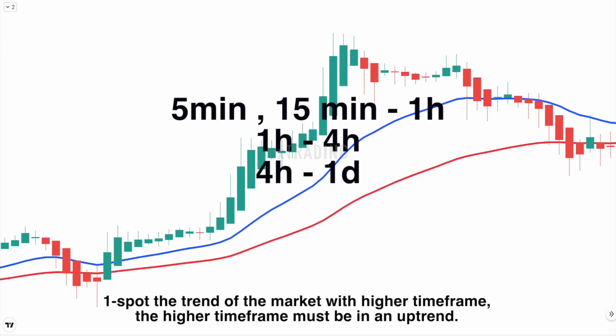If you're trading the 5 minute or 15 minute chart, then the higher time frame would be the 1 hour chart. If you're trading the 1 hour chart, then the higher time frame would be the 4 hour chart. If you're trading the 4 hour chart, then the higher time frame would be the daily chart. You can also trade with time frames lower than the 15 minute chart, but I do not recommend it because commissions and spread will eat away a significant amount of your edge at lower time frames.